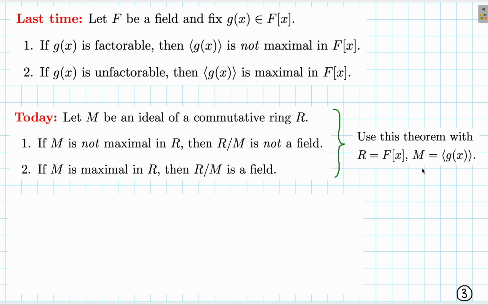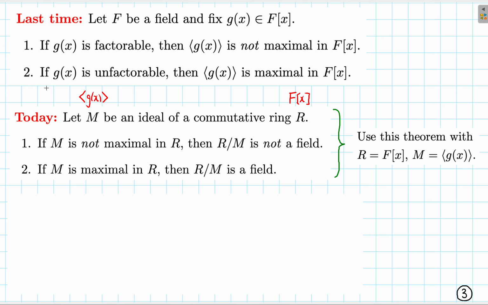And now we will connect these two theorems while using the polynomial ring F[x] for R and the principal ideal ⟨g(x)⟩ for M. And let's see what happens. Well, the first theorem says if g(x) is factorable, then ⟨g(x)⟩ is not maximal in F[x]. But if ⟨g(x)⟩ is not maximal in F[x], then the quotient ring F[x] mod ⟨g(x)⟩ is not a field.